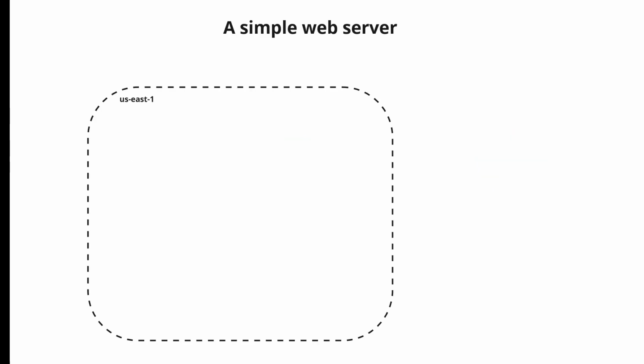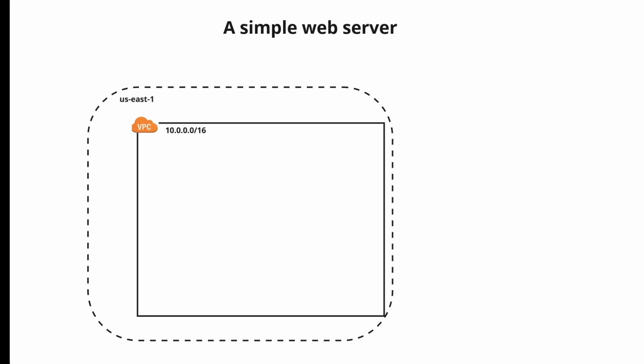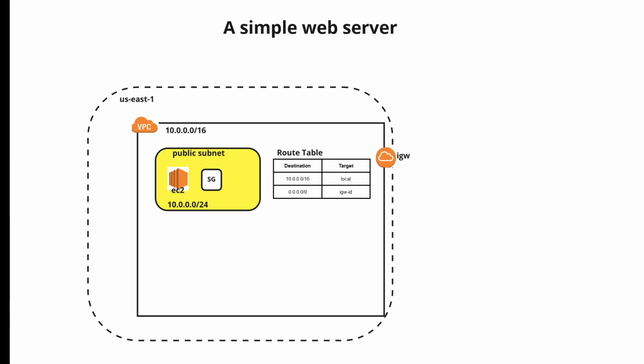In this tutorial, we'll create a simple NGINX web server, and we'll create it in US East 1. We'll create a VPC with 10.0.0.0/16 as the CIDR block. We'll create a public subnet with an EC2 instance where we'll launch our NGINX web server. We'll create a security group for our EC2 instance, and we'll create an internet gateway for the EC2 web server to get out to the internet. And in order for the traffic to route to the internet, we'll create a route table and we'll associate it with the instance or the subnet.